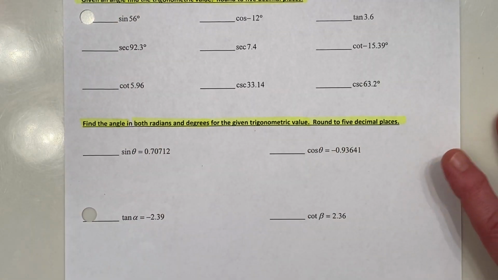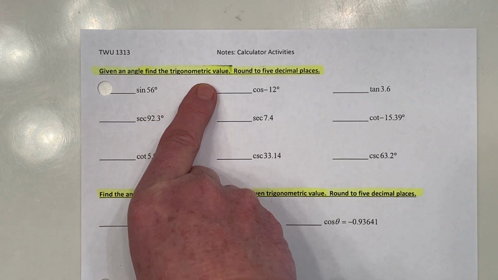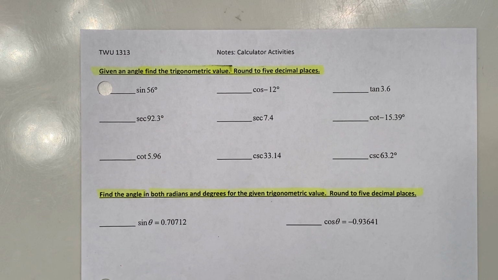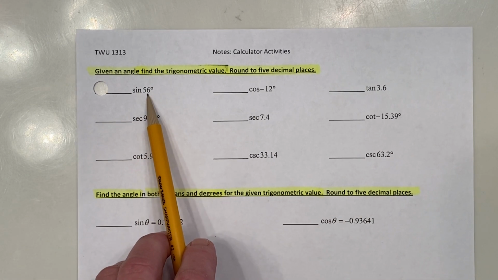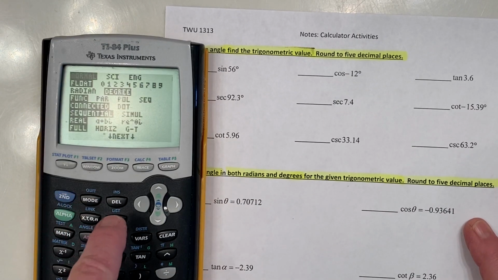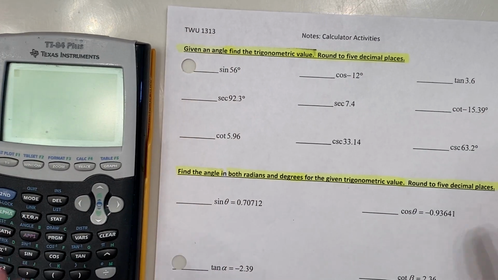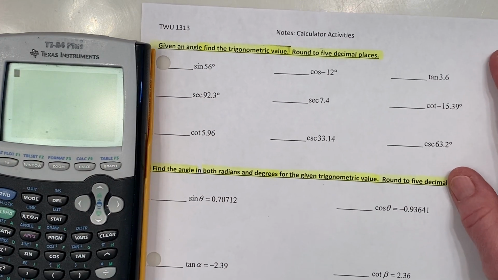Let's do this top set of problems right here. It says, given an angle, find the trig value, round to 5 decimal places. With our previous work, I think we know how to use a calculator to assist us in finding the trig values of secant, cosecant, and cotangent. First of all, I would start by putting my calculator in degree mode, and doing all the problems that have a degree angle measure.